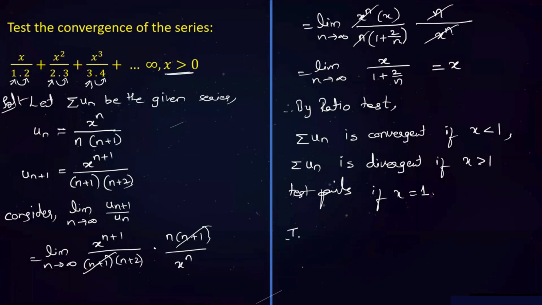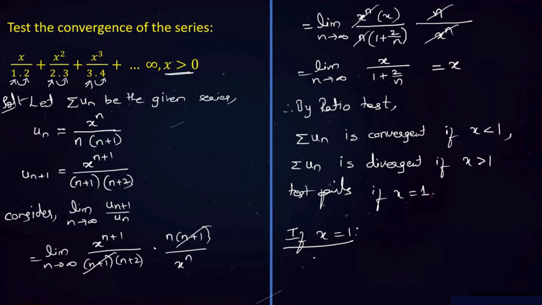Particularly, I'll take it like this. If x is equal to 1, let us see what happens. Understand, when x is 1, the ratio test cannot conclude the convergence of the series. The ratio test is not giving any idea about the convergence when x is 1. So I am taking the case when x is 1 as a special case here. Let's see what happens when x is equal to 1.